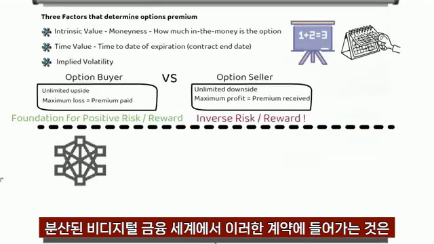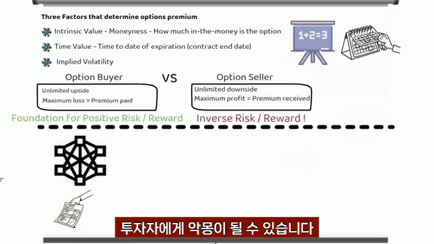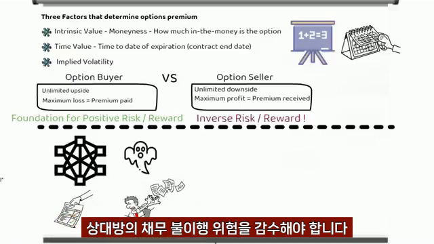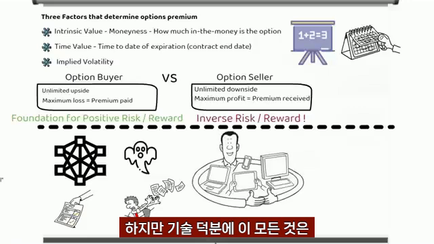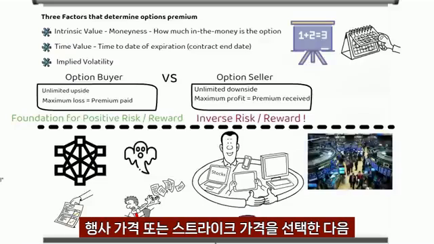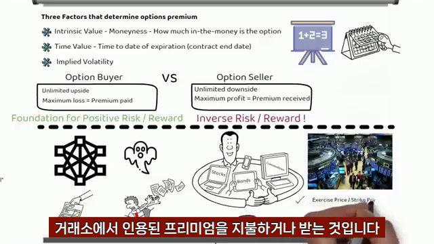In a decentralized and non-digitized financial world, entering into such contracts could be a nightmare for investors. You have to find the counterparty, decide on the terms of the contract, and take the risk of the counterparty defaulting. But thanks to technology, all of this happens with the click of a button on most brokerages. All you have to do is pick the asset you want to speculate on, pick the exercise price or strike price, and pay or receive the premium quoted on the exchange.